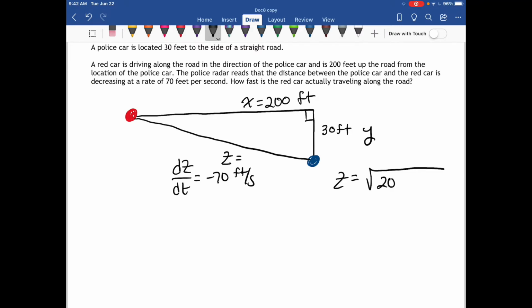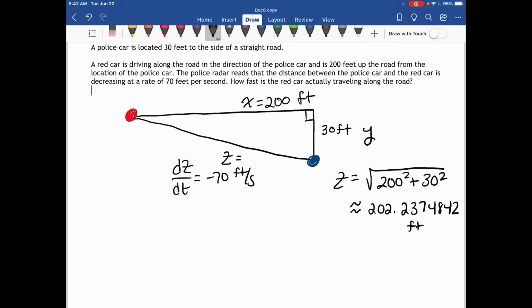So let's find out what the distance is for Z when the car is 200 feet away. The square root of 200 squared plus 30 squared, which would be approximately 202.2374842. So when the car is 200 feet up the road from the police officer, the direct distance from the red car to the police officer is 202.237 feet.